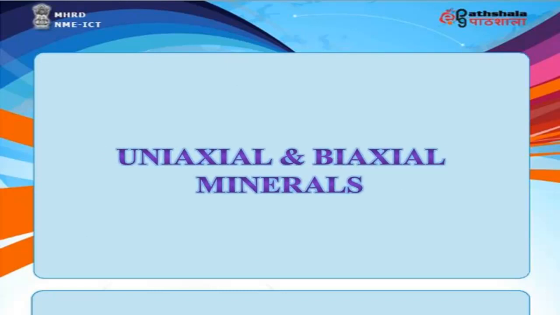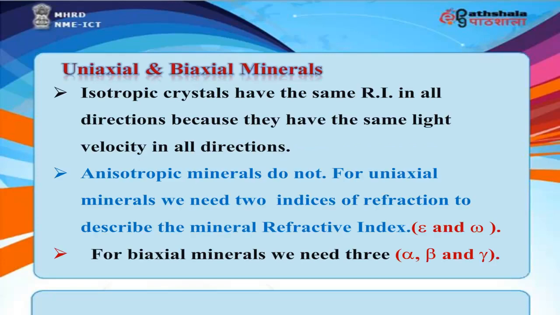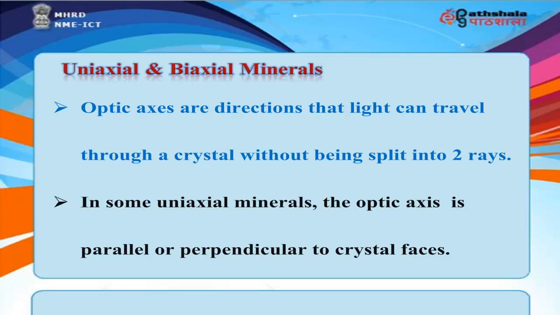Uniaxial and biaxial minerals. Isotropic crystals have the same refractive index in all directions because they have the same light velocity in all directions. Anisotropic minerals do not. For uniaxial minerals, we need two indices of refraction to describe the mineral refractive index, epsilon and omega. For biaxial minerals, we need three, alpha, beta, and gamma. Optic axes are directions that light can travel through a crystal without being split into two rays.